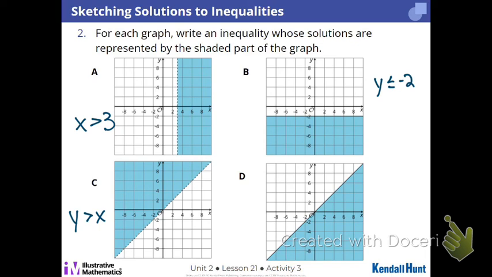Not greater than or equal to. So the line doesn't work. And if you want to test out any point, let's say 0, 6, you can test out any other points. And D is y is less than or equal to x. Solid line that works, okay, because equal to works, like 1, 1, 2, 2, 3, 3, and so on. And then everything below it. That's it, guys.